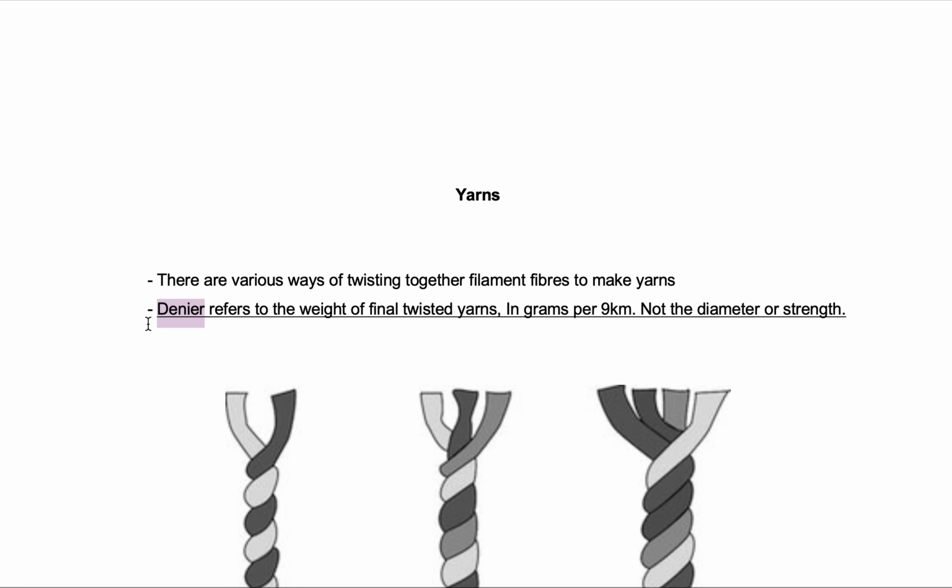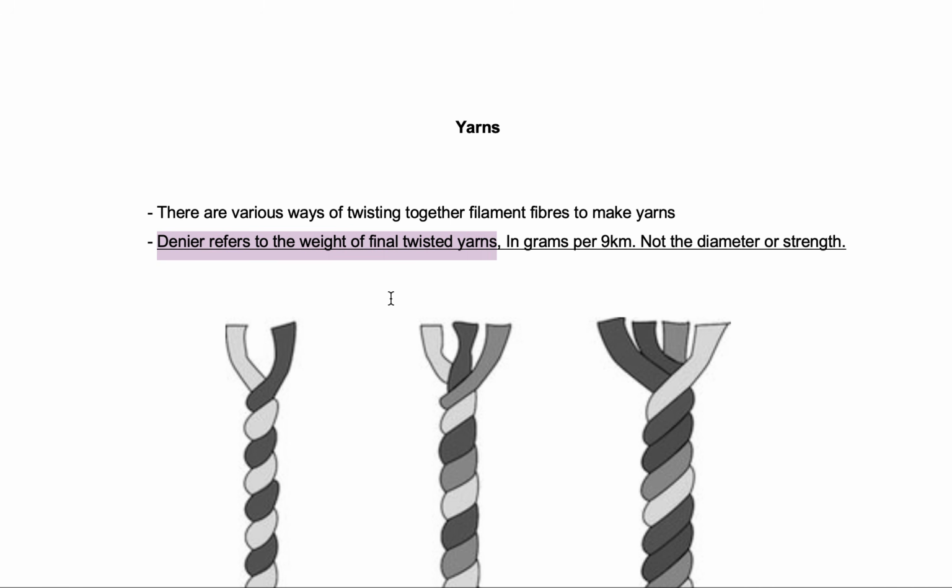Hopefully you see this word, denier. What denier refers to is the weight of the final twisted yarn that's woven together to make that fabric. So it's not describing the thickness of the fabric or the weight of the fabric. It's describing the weight of the yarn, and that's in grams per 9 kilometers. So a 10 denier yarn is 10 grams per 9 kilometers. So a 9 kilometer length of that yarn weighs 10 grams.